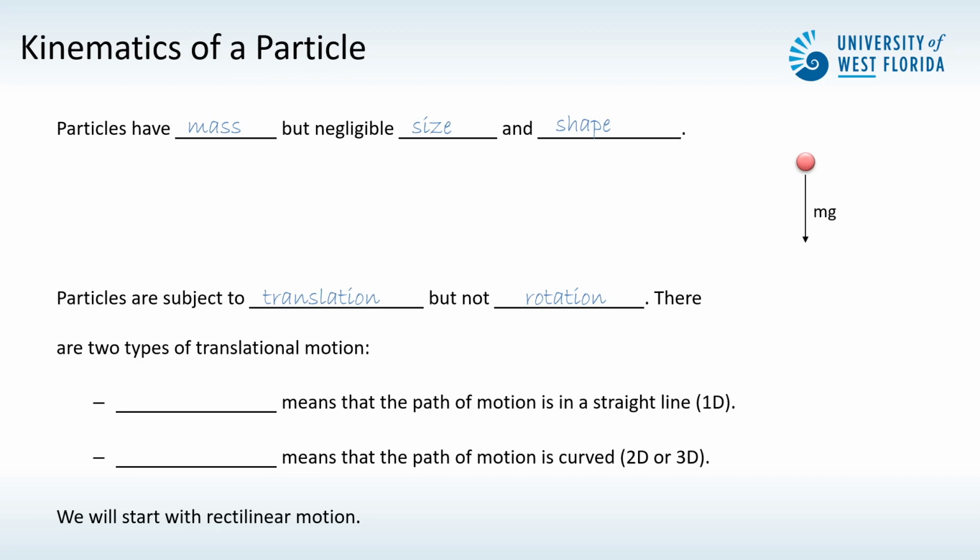There are two types of translational motion. Rectilinear means that the path of motion is in a straight line, it's one-dimensional. Curvilinear means that the path of motion is curved, it's two or three-dimensional. In terms of analysis, we will start with rectilinear motion.